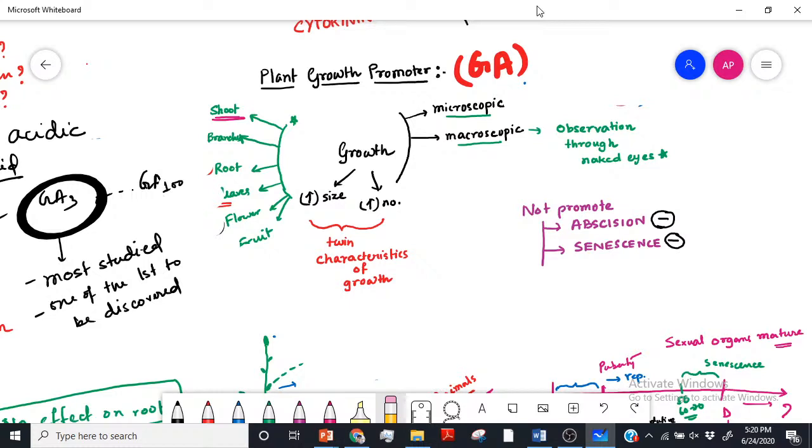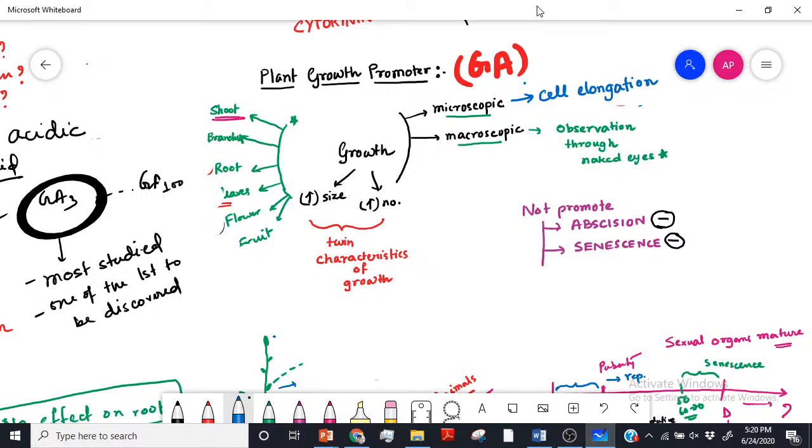Now over here, on the basis of observations, we have two kinds of growth. We have microscopic growth and we have macroscopic growth. Now microscopically, what does gibberellin do? Gibberellin does cell elongation. Not division, but cell elongation.